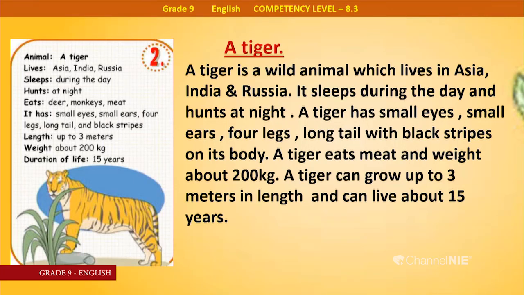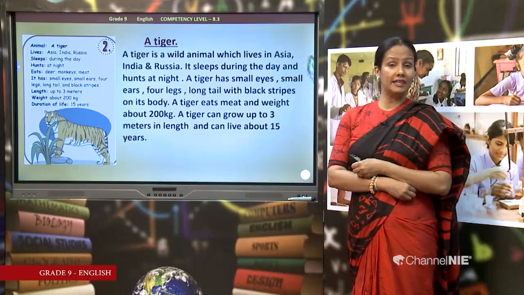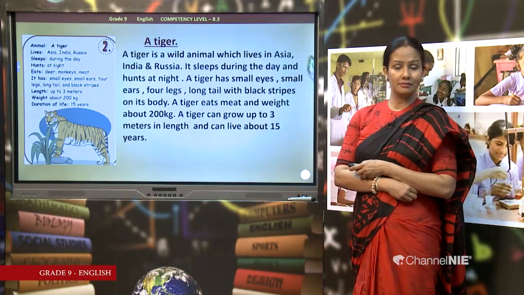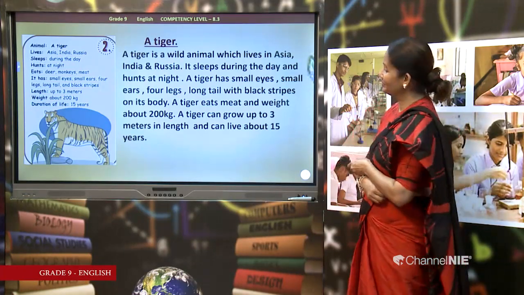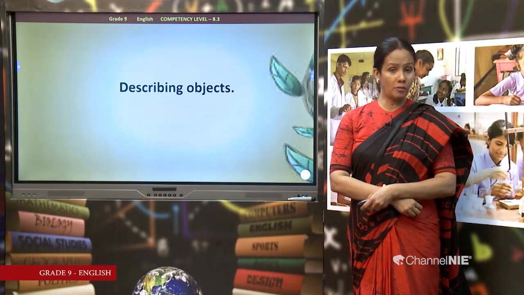So, I read it fast because I know by now you can describe an animal with the given information very quickly, can't you? Yes. So, now we have described animals, domestic animals and wild animals. So, we have another section in our lesson that we have to do. Shall we move on to that? Yes, that is describing objects.